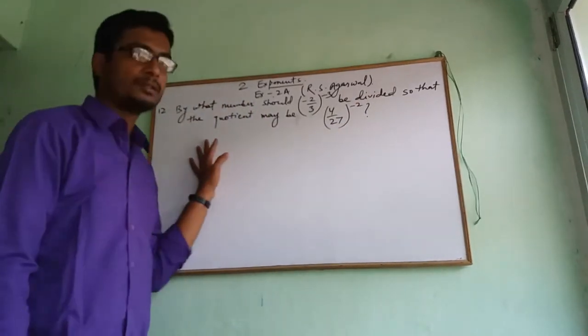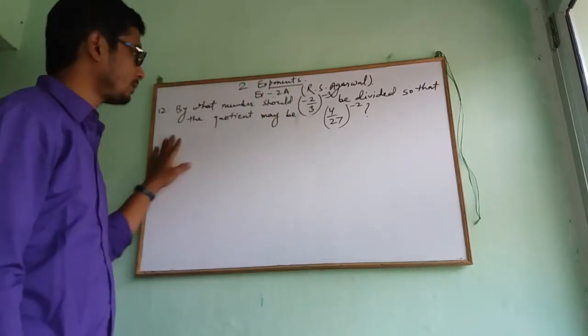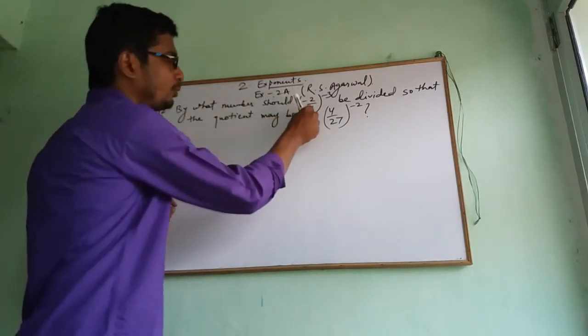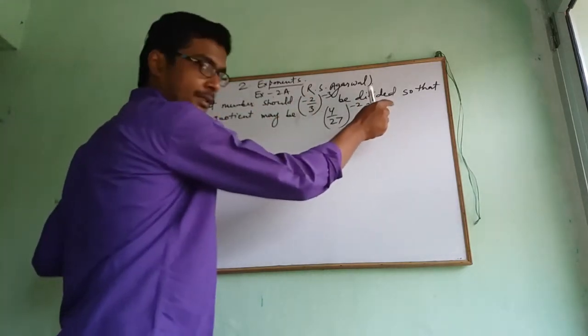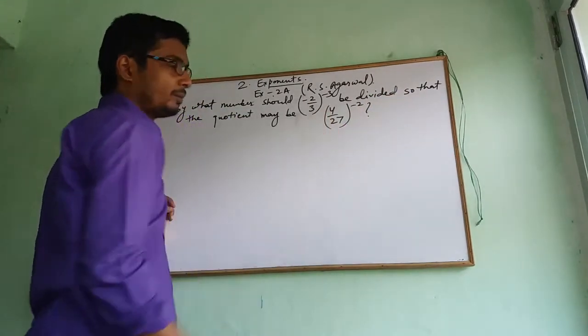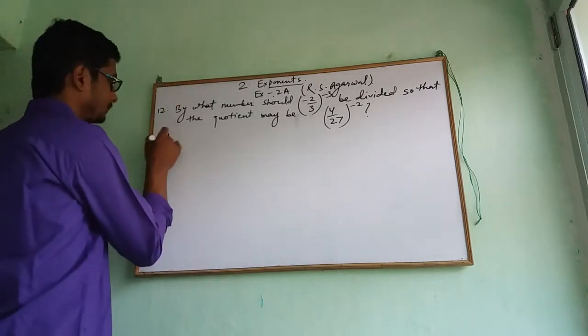Now let's see how we will solve this question. This is question number 12, exercise 2A, RS Agarwal, class 8 mathematics. So how will we solve this question? It is written here, by what number should (-2/3)^-3 be divided so that the quotient may be (4/27)^-2. So I will write the answer.